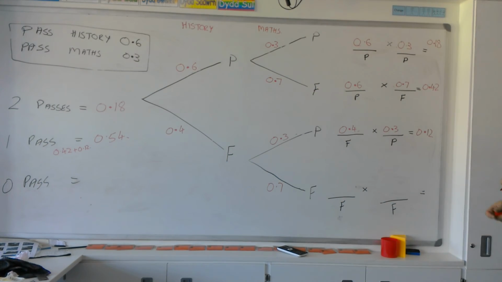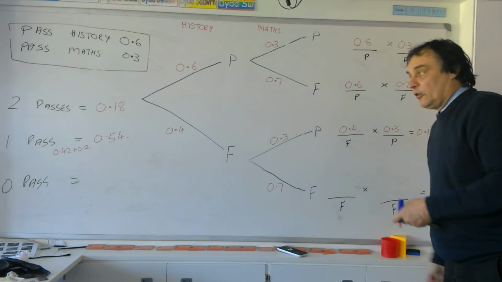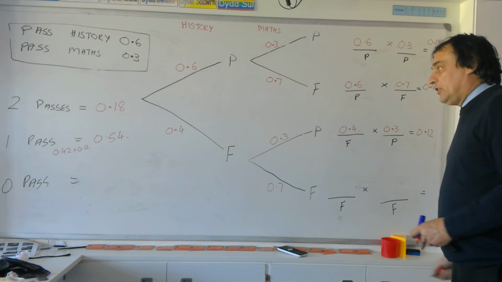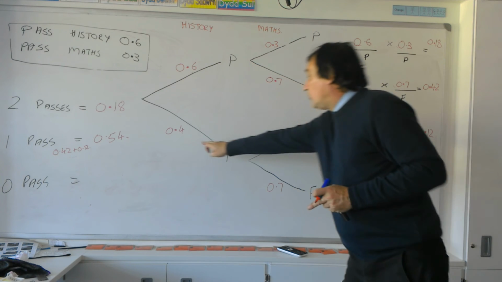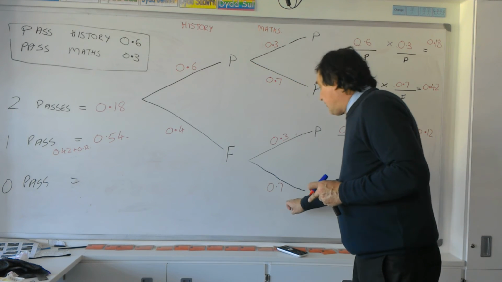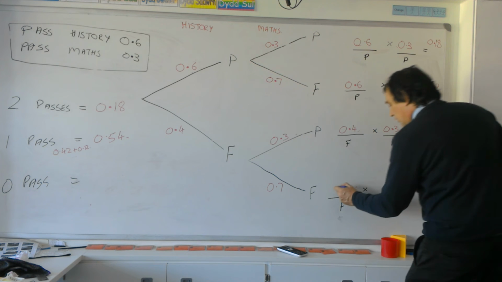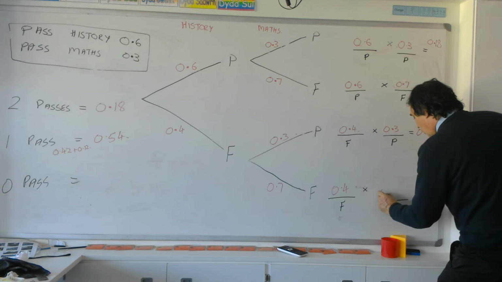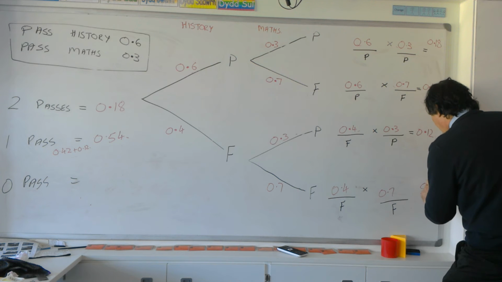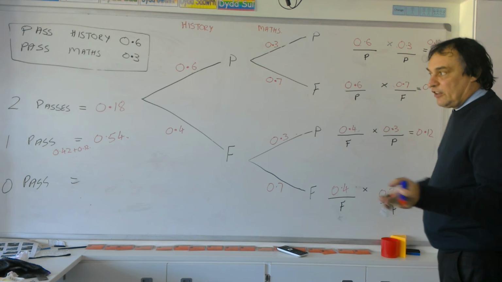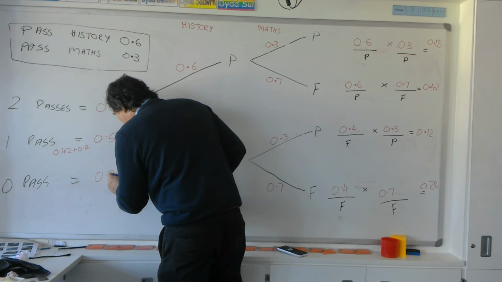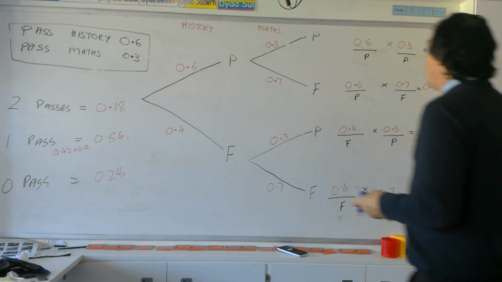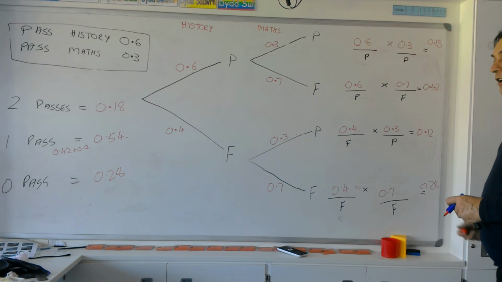The final question they could ask you after you've filled in your tree is, what is the probability that no exams were passed at all? So we look at failing the history, which is 0.4, followed by failing the maths, which is 0.7. So we do 0.4 times 0.7 to give us 0.28. So the probability of passing nothing is 0.28. These are the 3 sort of things that they could ask you after you've filled in your tree diagram.